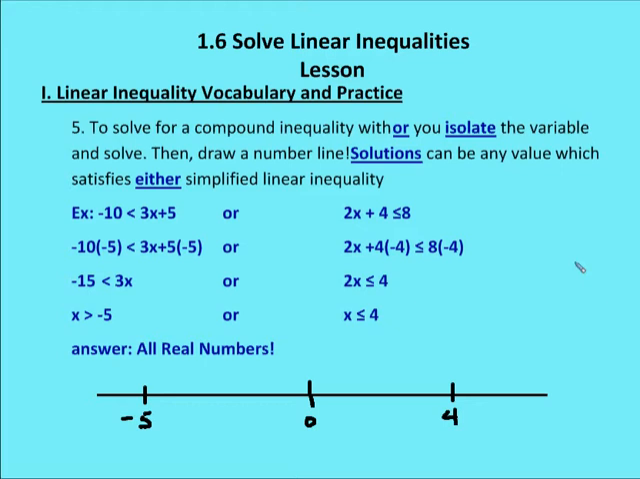Now, if I were to have a coefficient that's a negative value, for example, negative 3, and I ended up with negative 3x is greater than negative 15, I would divide by negative 3. Whenever you divide by a negative number in an inequality, you need to change the direction of the inequality sign.